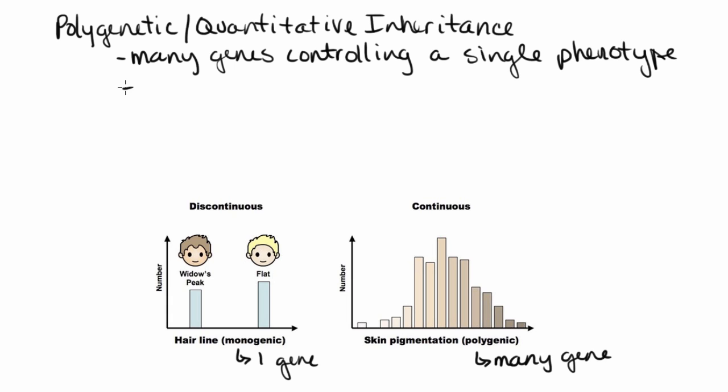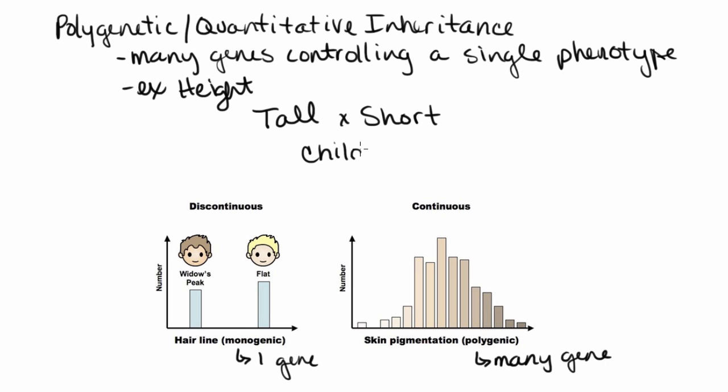So for examples of that, think about something like height. If we think of human height, if you have a very tall parent and a very short parent, we tend to get children that are medium. That's very typical, just like we have with skin color. If you have a very dark parent and a very light parent, we tend to have a child that is an intermediate between the two.